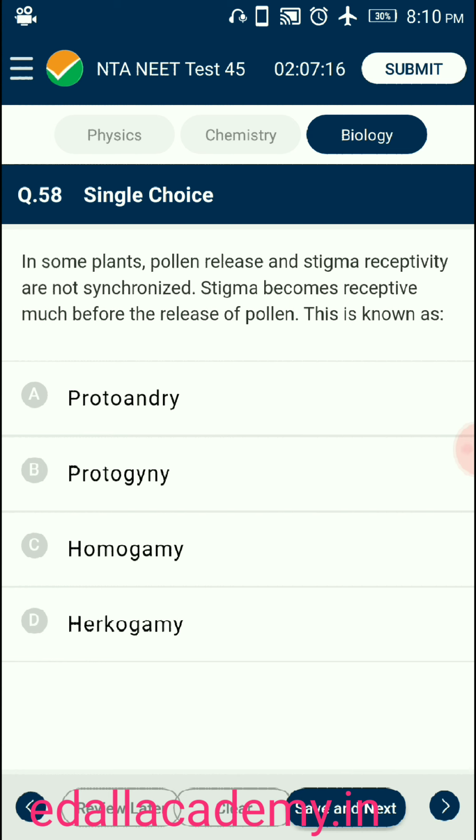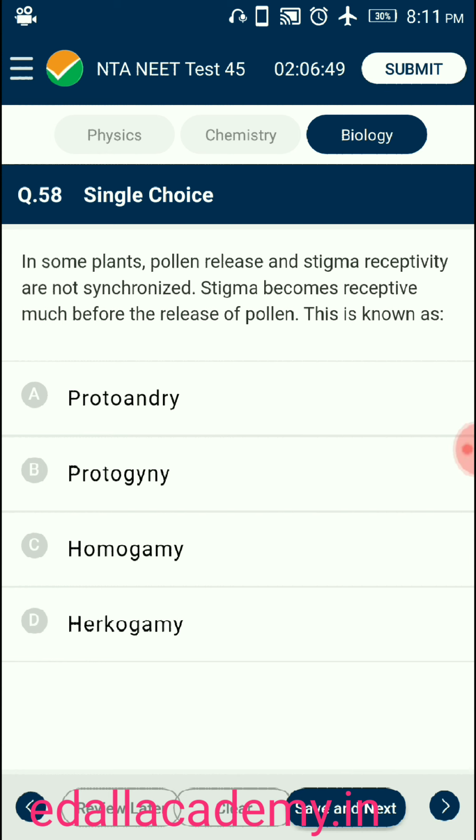Pollen release and stigma receptivity are not synchronized. Stigma becomes receptive much before the release of pollen. This different timing of maturation of stamen and carpels of a bisexual flower is called dichogamy. If stamen matures first, it is called protandry. If carpel matures first, it is called protogyny.